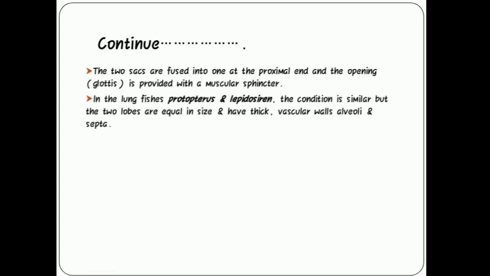In the lungfish Protopterus and Lepidosiren, the condition is similar. The two lobes are equal in size and have a thick vascular wall, alveoli and septa. Now we are discussing Protopterus and Lepidosiren fish. Similar to the previous fish, they have two equal-sized lobes, but the air bladder wall is thick and vascular, and they have alveoli and septa.